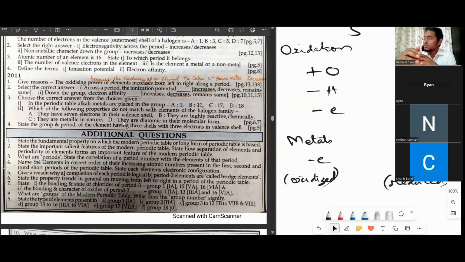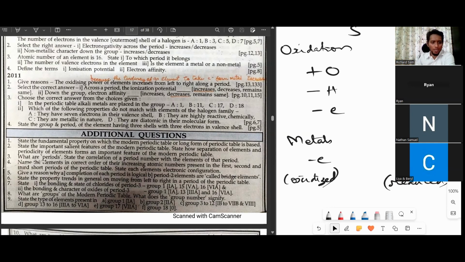Hydrogen is what? H2. Oxygen, nitrogen, iodine, I2. Bromine, Br2. What other nonmetals are there? Sulfur is an exception. So all nonmetals are diatomic. So here they're saying halogens are diatomic.